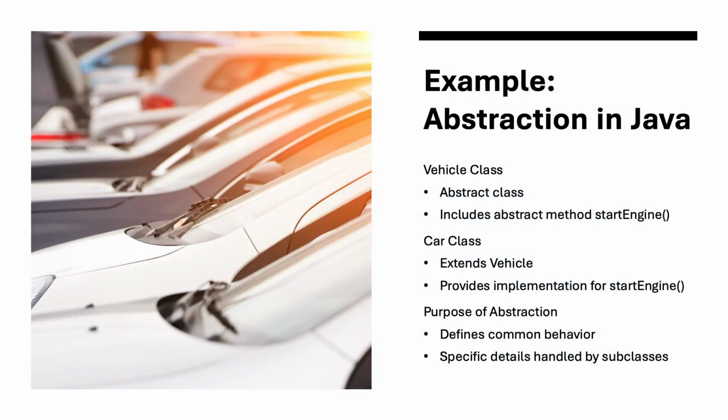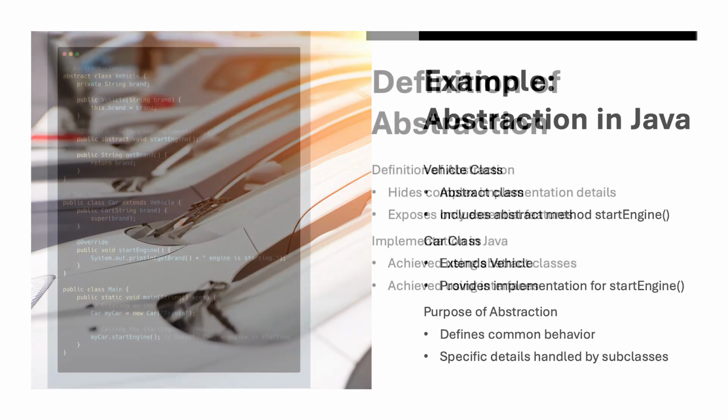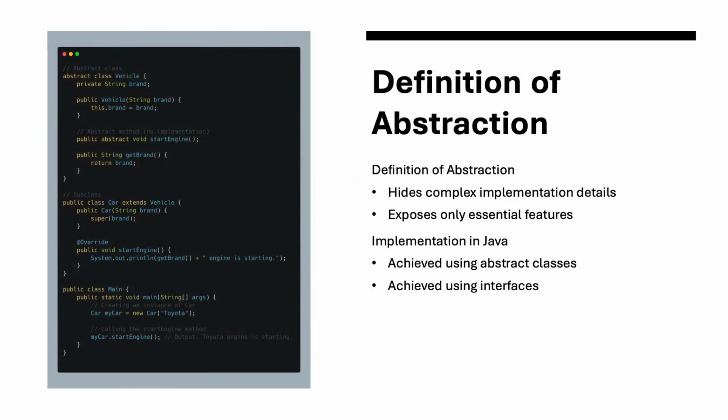Our next example is we'll take a look at abstraction in Java. In Java, abstraction is demonstrated by the vehicle class, which is abstract and includes an abstract method, start engine. The car class extends vehicle and implements start engine. This allows behavior to be defined in a vehicle while specific details are managed by subclasses. Abstraction in Java involves hiding complex details and showing only essential features. This is done with abstract classes and interfaces.